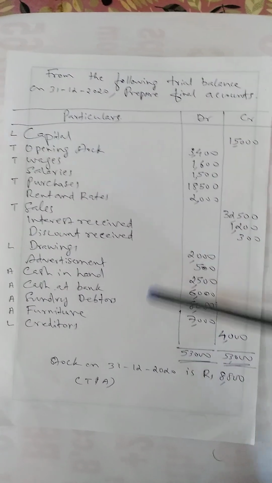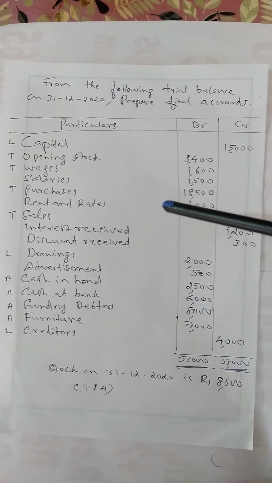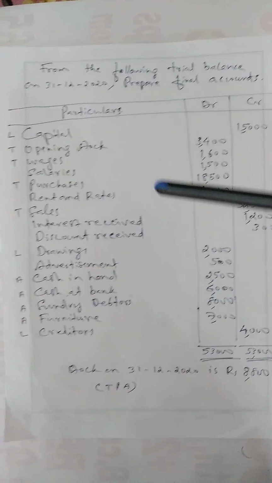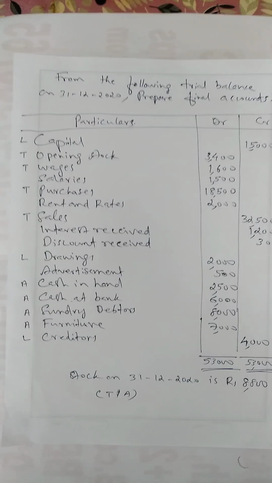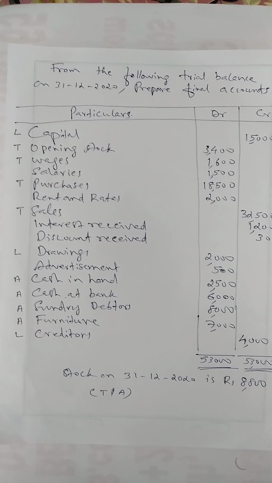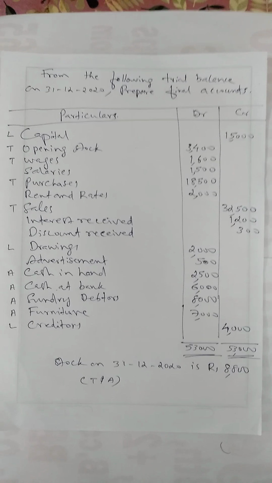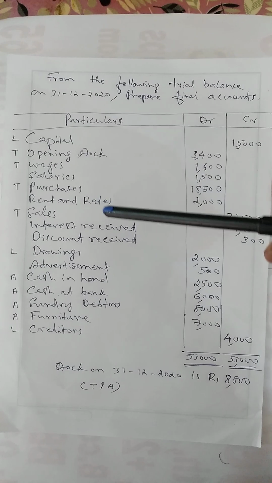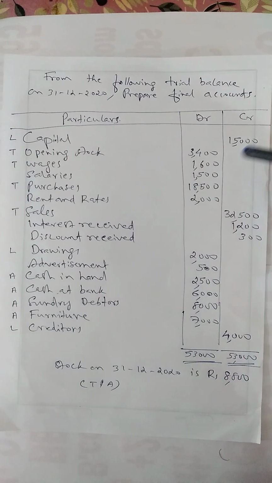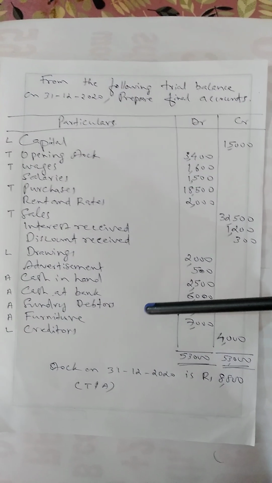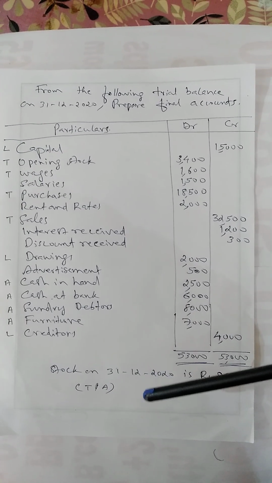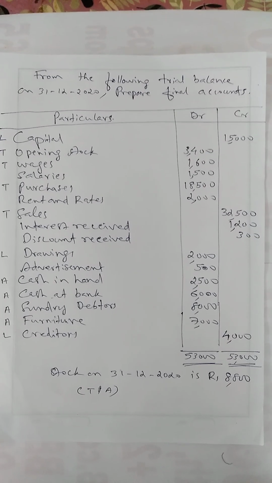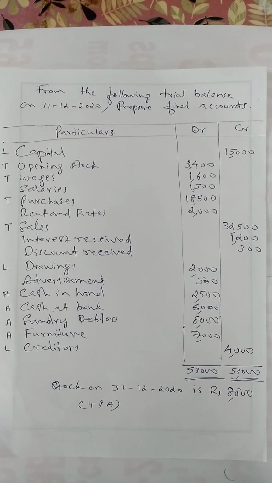Now, this is the question, and it consists of two parts: the trial balance and adjustments. Since we have to prepare the trading account, profit and loss account, and balance sheet, the first step is that we should identify which items are to be considered in the trading account, then profit and loss account, and balance sheet. Okay, I continue the discussion in the next video. You can see the continuation of this topic in the next video.